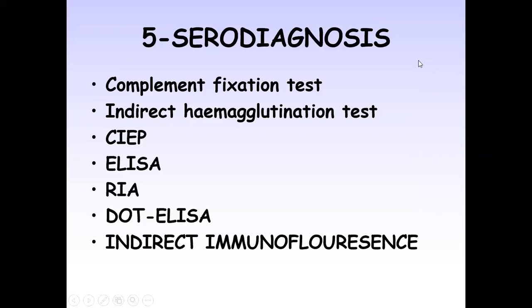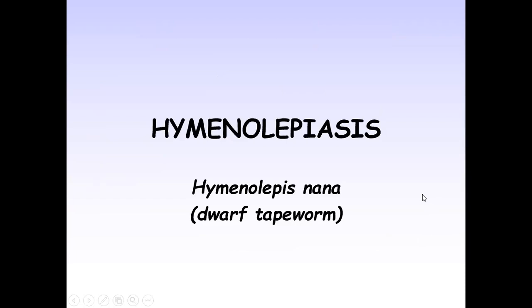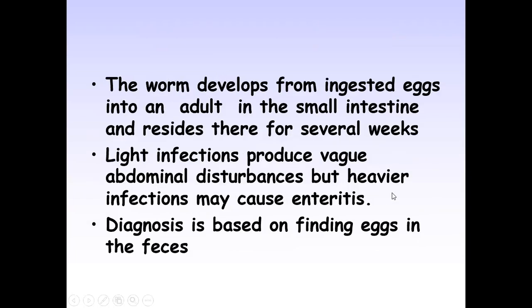Most important is the serodiagnosis in case of echinococcus, and we have various serological tests like the complement fixation test, indirect hemagglutination test, counter immunoelectrophoresis, ELISA, radioimmunoassay, dot ELISA, indirect immunofluorescence. As I repeatedly told you, just remember these names and you can add them to most of the parasitic infections when you are writing their diagnosis. H. nana, you've already studied. Any questions till this point?